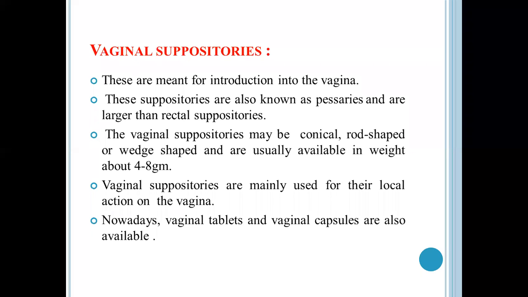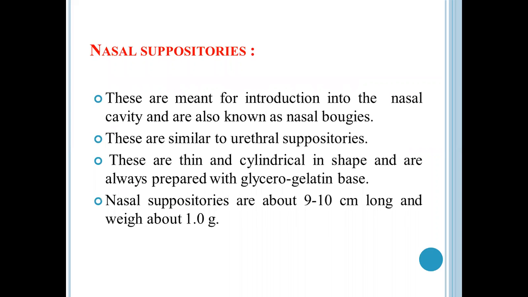Nowadays, vaginal tablets and vaginal capsules are also available. So vaginal suppositories were available from earlier, and nowadays other dosage forms are available such as vaginal tablets and vaginal capsules. The next point, nasal suppositories. Nasal suppositories are inserted in which cavity? Nasal cavity.